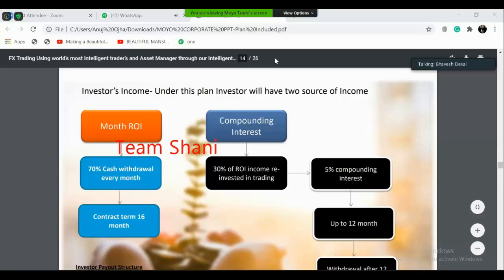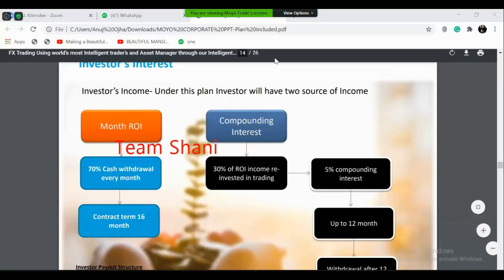This is just the profit they have generated, $672 from that 70% withdrawal every month. Now the $18 that is going into compounding interest will go for 12 months. After 12 months, they can withdraw that. Or if they don't want to withdraw, they can continue for 16 months, and at the end of the 16 months, they can also withdraw.